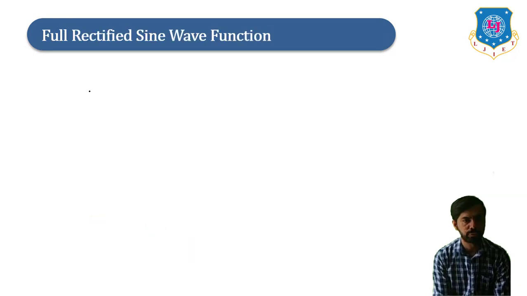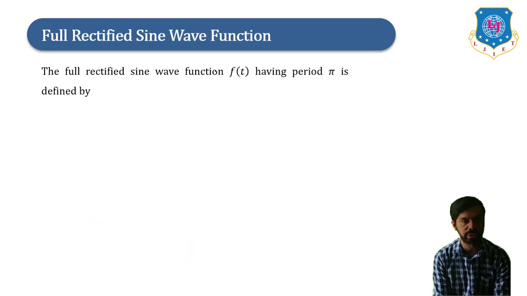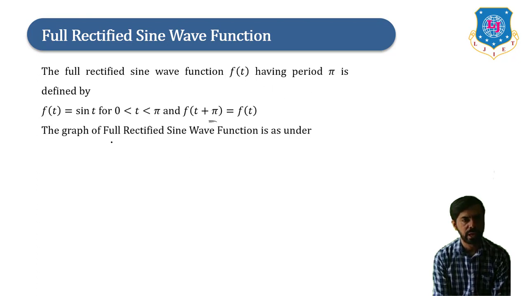Now we will discuss full rectified sine wave function. So the full rectified sine wave function f of t having period pi is defined by f of t equal to sine t for 0 less than t less than pi, and f of t plus pi is equal to f of t, because here this is a function having period pi. Okay. Now we will see the graph of full rectified sine wave function.